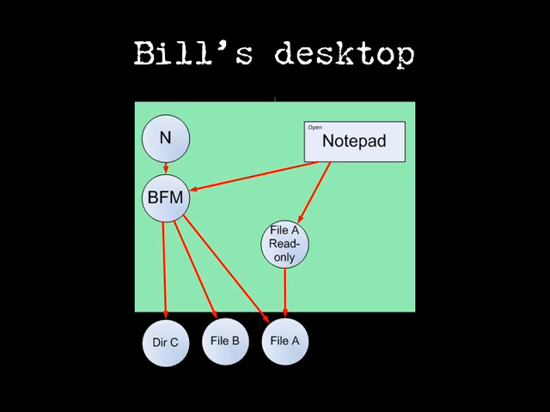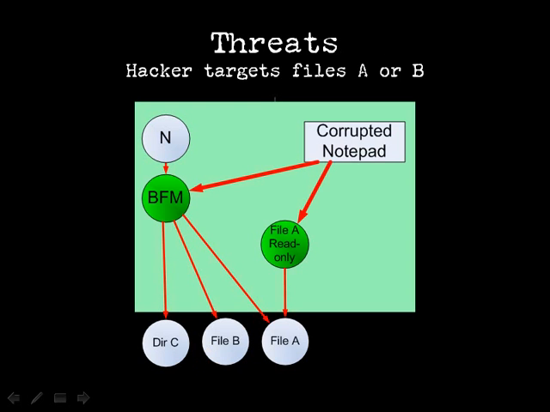Let's now consider how this model handles the threat that Notepad isn't actually a trustworthy program, maybe because it was downloaded off the web, or because it was corrupted by a virus. Let's say there was a vulnerability in Notepad and a hacker decides to exploit it to gain write access to file A or file B. What options are available to the hacker?